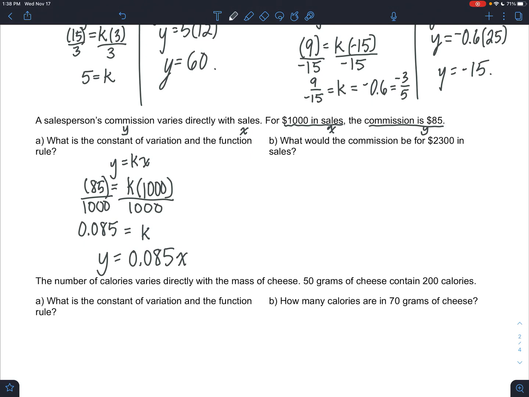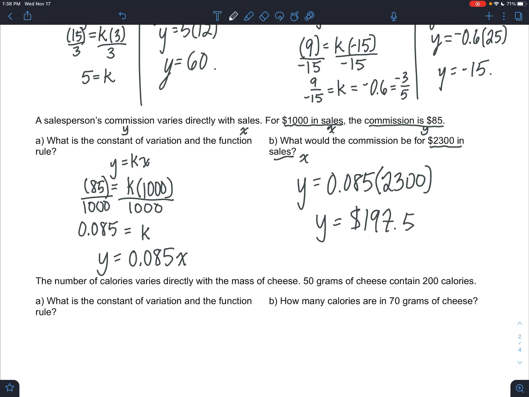Part B says, what's the commission if x, the sales, is 2,300? So it's the same problem that we did before. Plug in an input into our new equation, and we are going to get an output there, which I believe was 197.5. But let me just double check that. Oh no, it's not 7, it's a 5. Okay? And I put the $ because I want to show some sort of unit here in the word problem.